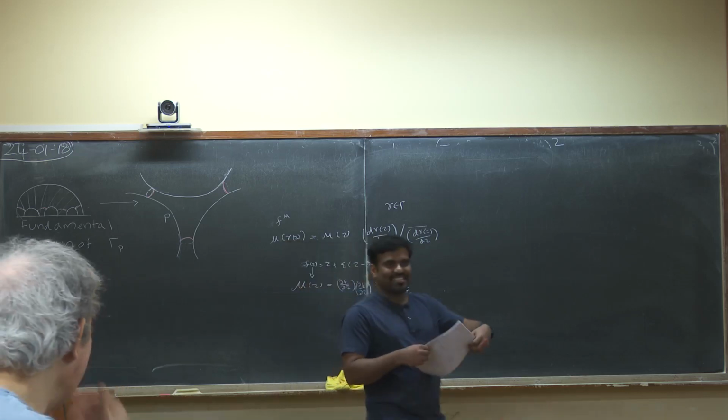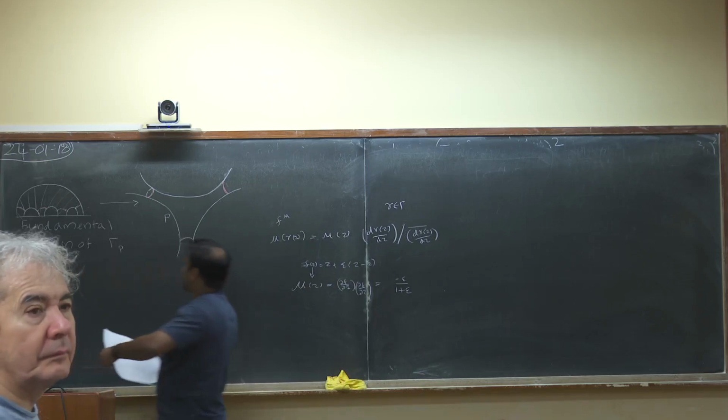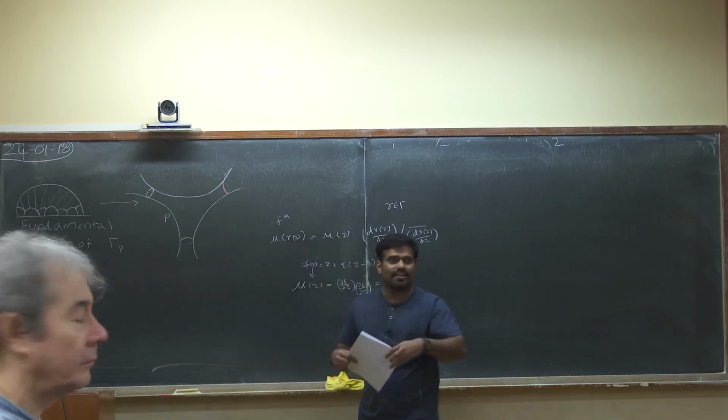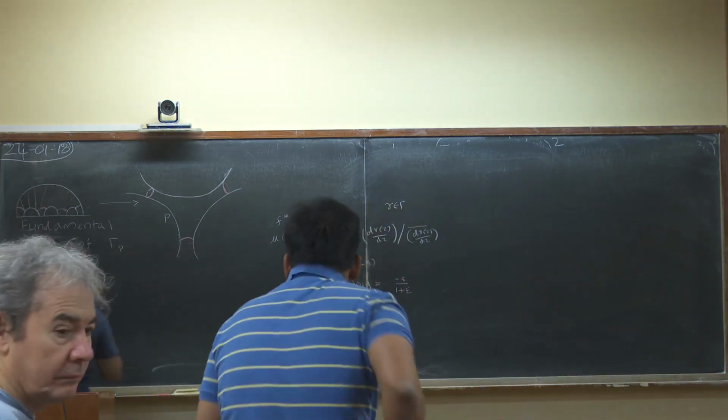There were lots of confusions. So the first thing was, what is the fundamental domain for gamma p, the Fuchsian group for a pair of pants? So the fundamental domain is what I have drawn here.